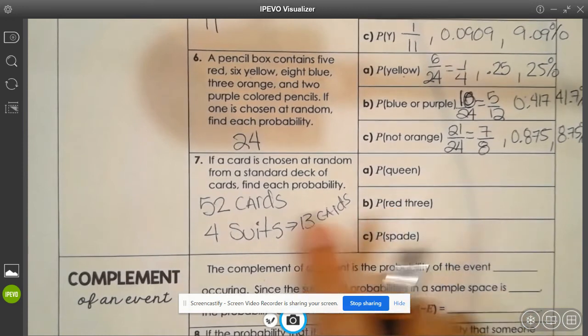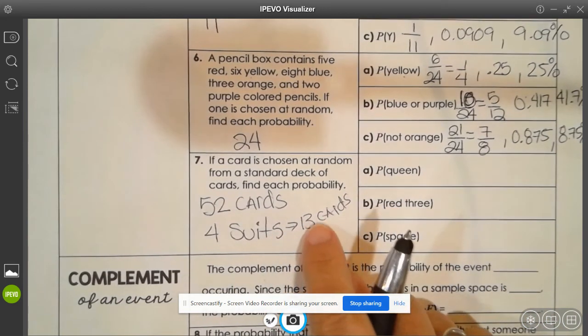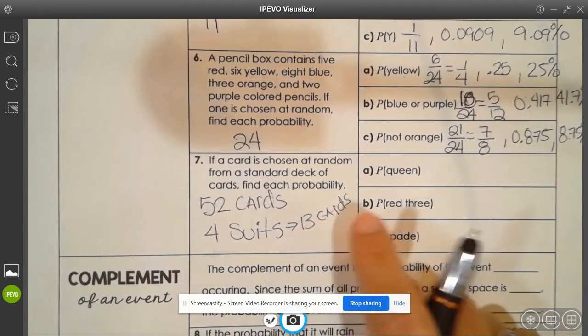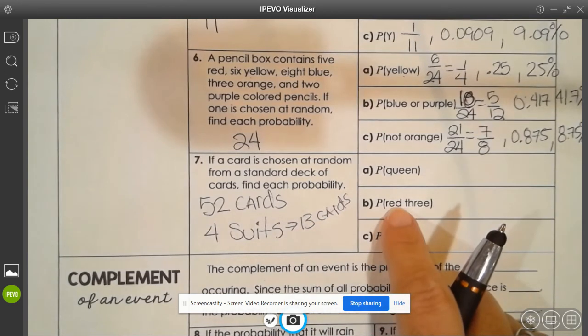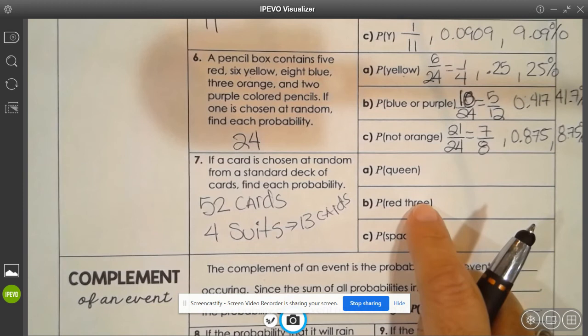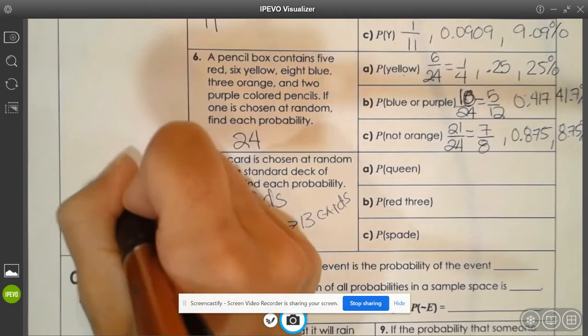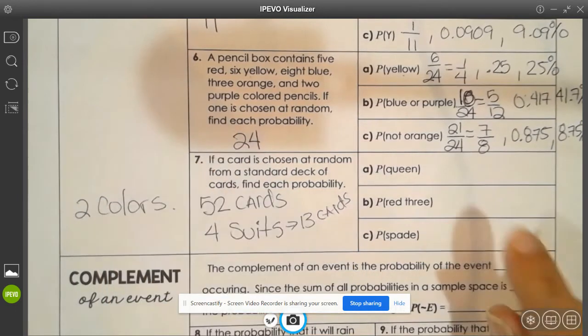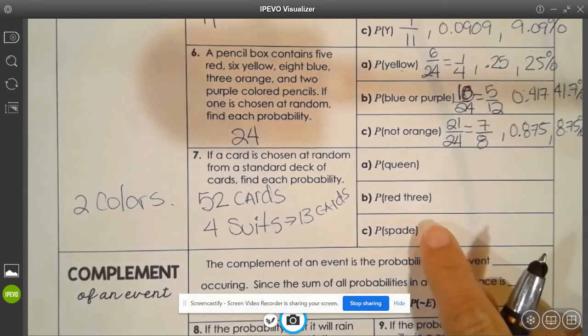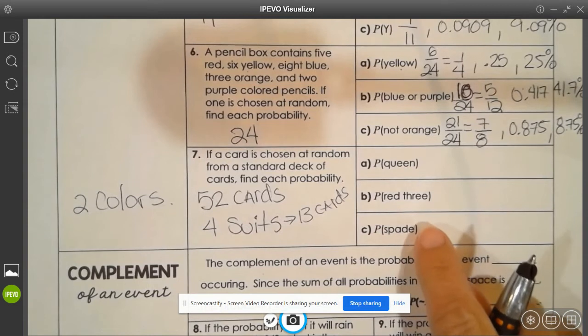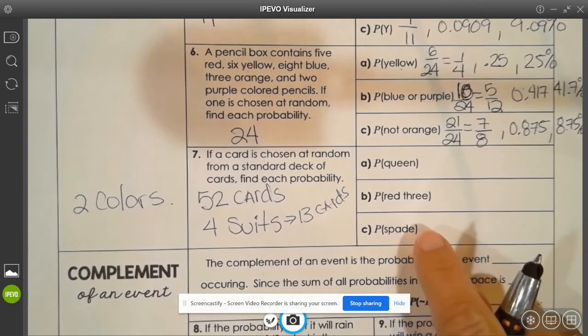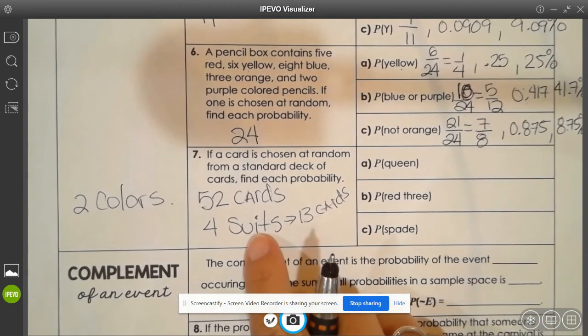Red 3. So imagine there's all the cards, right? So like 2, 3, 4, but there would be 2 reds, right? Because there are 2 colors, right? Black and red. All right. And then a spade. How many spades are there? Well, there are 13 because that's one of the suits, right?